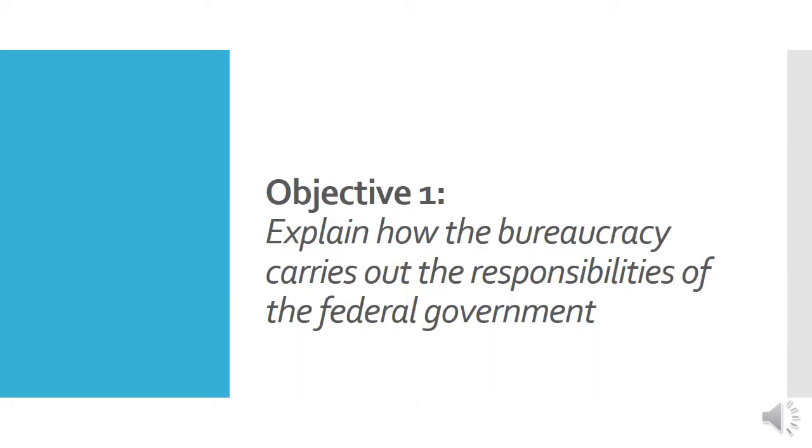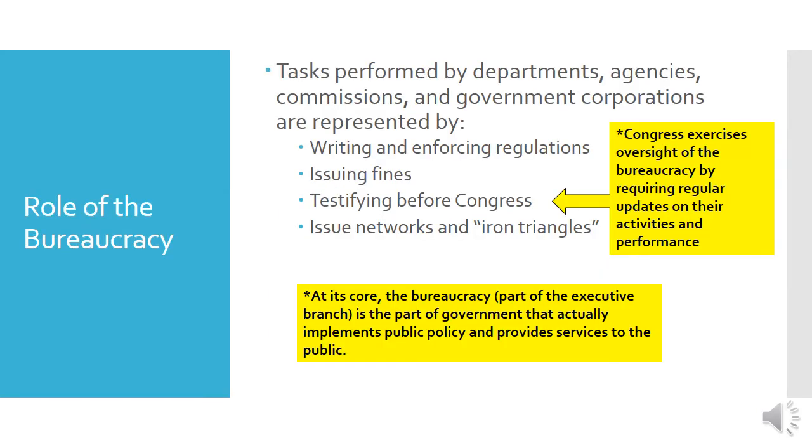Objective 1, explain how this bureaucracy carries out the responsibilities of the federal government. Okay, so what exactly does the bureaucracy do? We'll start with different tasks performed by the departments, agencies, commissions, and government corporations. This is a list of things that the bureaucracy and the different groups that are part of the bureaucracy actually do. They write and enforce regulations. They issue fines. They testify before Congress, and they are part of these groups called issue networks or iron triangles.